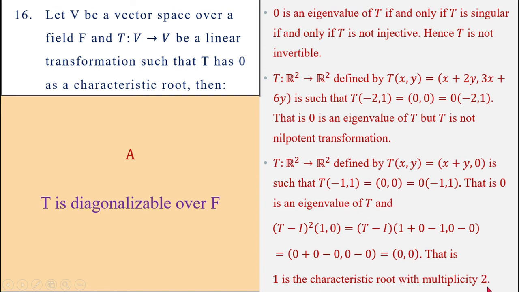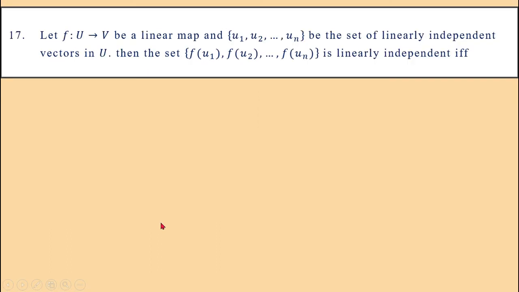Okay, 1 is the characteristic root with multiplicity 2. Means if 0 is the characteristic root of a linear transformation, then T need not be invertible, T need not be a nilpotent transformation, and there is no conclusion that 1 is not the characteristic root with multiplicity 2. The correct option is A, that is T is diagonalizable over F.